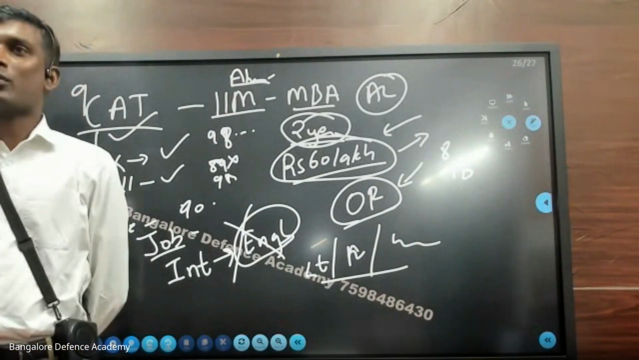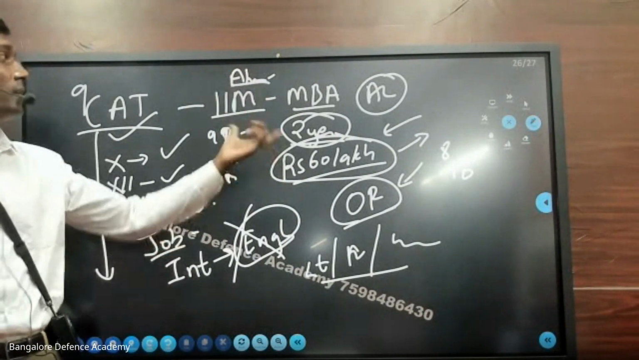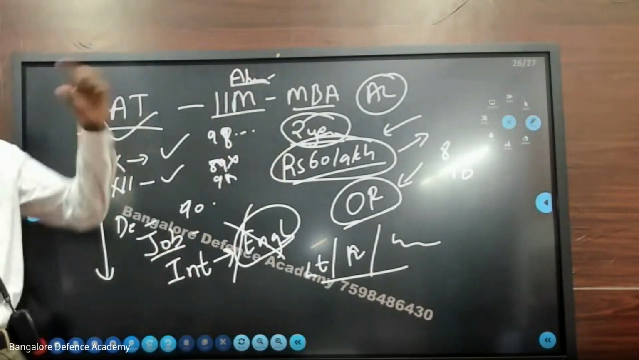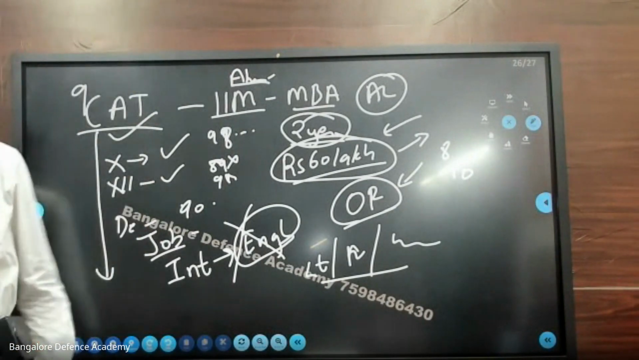He told, I will start my own coaching institute, and I will help other poor students to come up in MBA. And today his students are the CEOs of big companies. Okay, that is the situation.